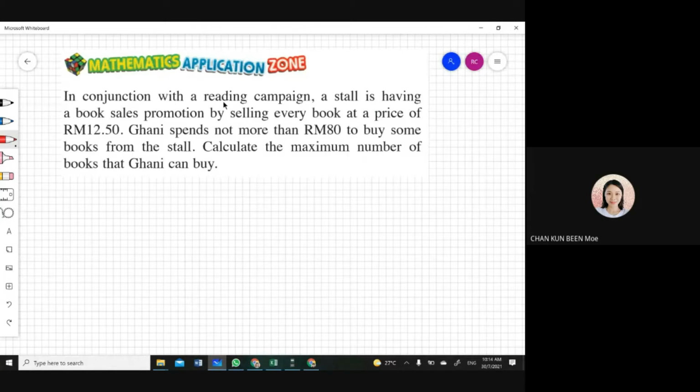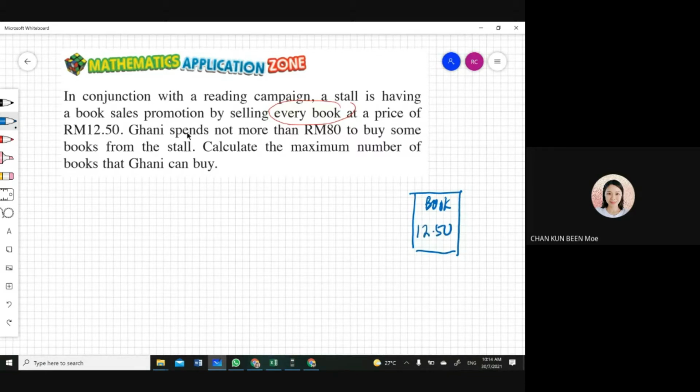In conjunction with the reading campaign, a stall is having a book sales promotion by selling every book at a price of 12 ringgit 50 cents. So you imagine this kind of question, you've got to always have the imagination. So when they said they sell every book at the price of 12 ringgit 50 cents, imagine the book. You can jot down like me. I always make some pictures so that I can imagine clearly how the whole situation looks like. So the cost of the book is 12 ringgit 50 cents, one book only.